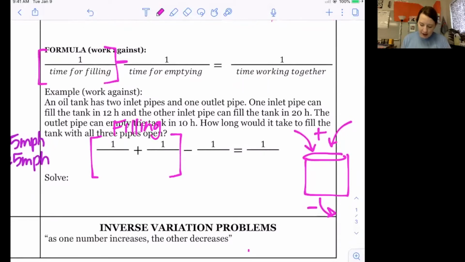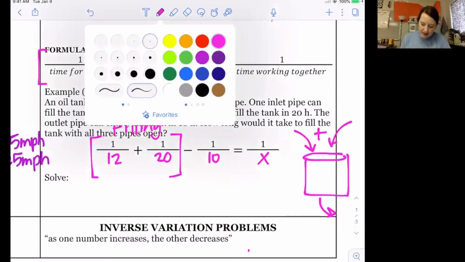So it says that one can do it in 12 hours, the other can do it in 20 hours. So that's working together. And then this other pipe at the bottom is working against. And if it was full and nothing was coming in, this pipe could empty it out in 10 hours. Okay, we're looking for the combined efforts of the filling and the emptying. How long is it going to take this tank to fill?